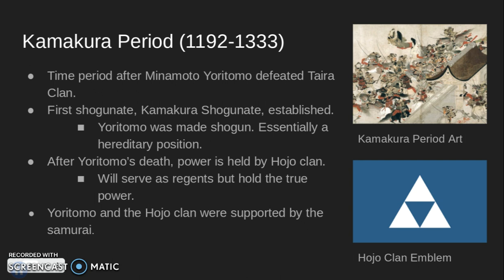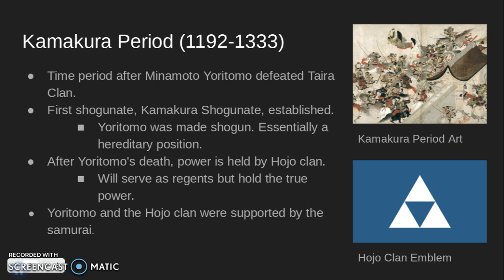Yoritomo was made the shogun, and he essentially established it as a hereditary position, so his family or his descendants would be in control if he died. After Yoritomo's death, though, power was held by the Hojo clan, who were members of the shogunate. The Hojo clan would serve as regents, but they'd have the true power over the emperor.